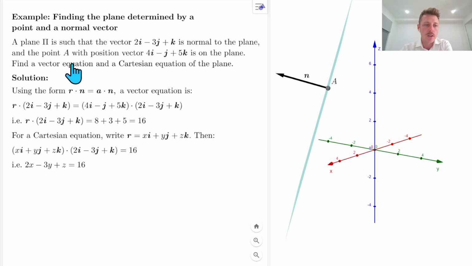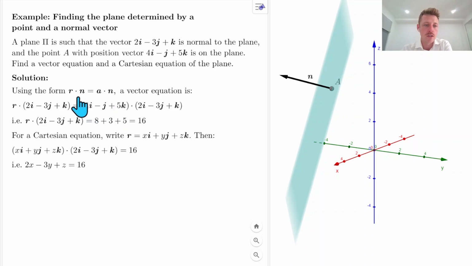Now, our job is to find a vector equation and a Cartesian equation of the plane. Okay, so what we need to do is use the form that we just spoke about. So we know that for a plane, it needs to satisfy this kind of equation: the dot product between r and n is equal to the dot product between a and n. Remember, a is a position vector and n is a normal vector to the plane. We know that n is 2i minus 3j plus k, and we know that r just has coefficients of i, j and k of x, y, and z respectively.